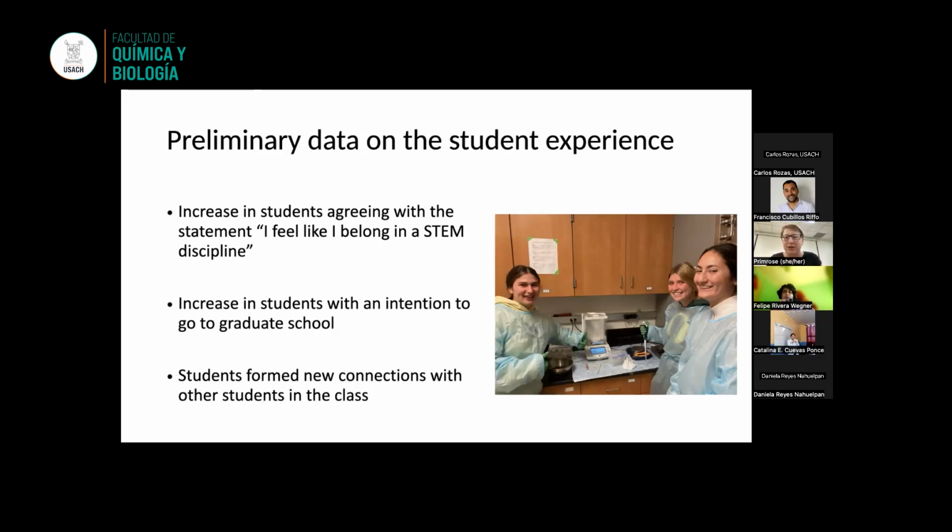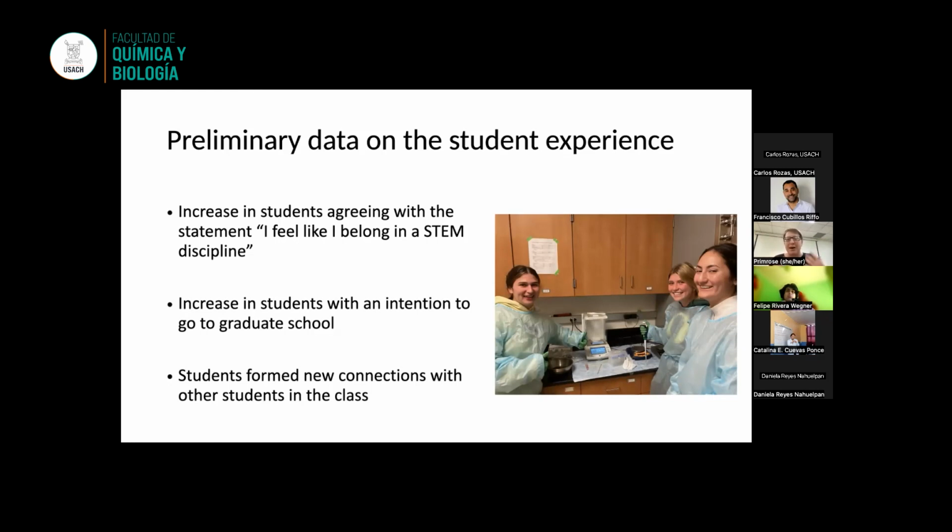So we surveyed students before and after the course, and we included the statement, I feel like I belong in a STEM discipline. And the students increased in their amount of agreement with that statement. They also increased in their intention to go to graduate school. So these are bachelor students who are trying to decide what they want to do when they grow up.